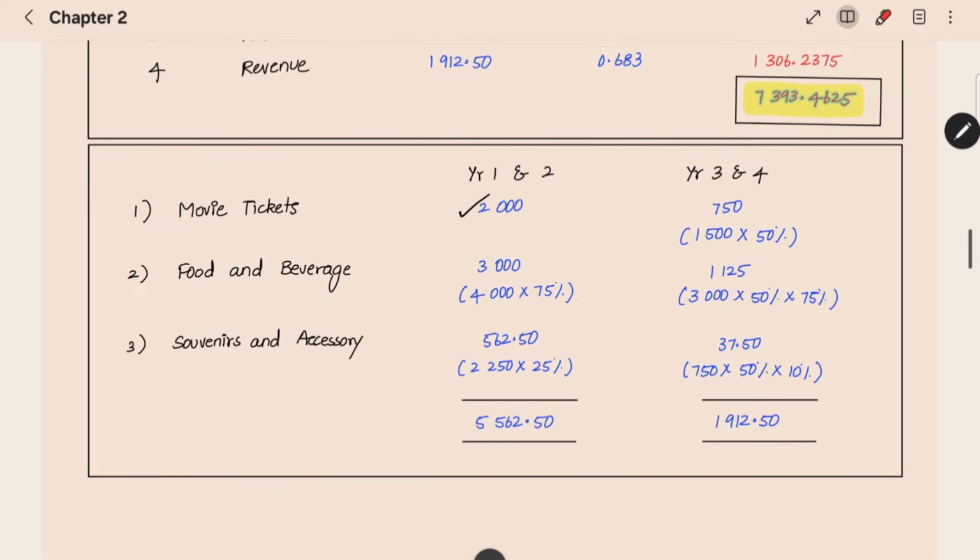Here, year 1 and 2, 2000 rupees is the movie ticket revenue for one person per year. This we will get 100% in year 1 and 2. And in year 3 and 4, the ticket revenue is 1500 per year. In that you will get only 50% because only 50% are visiting the theatre.